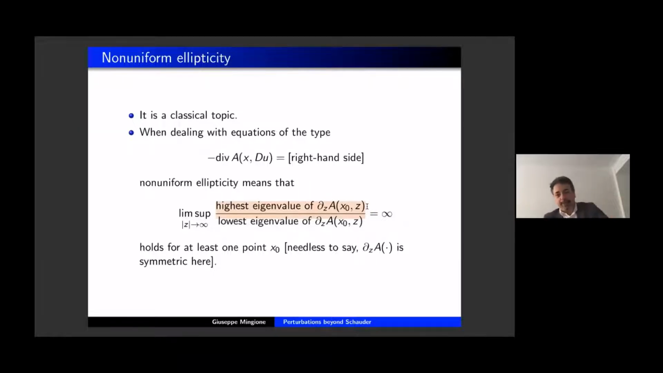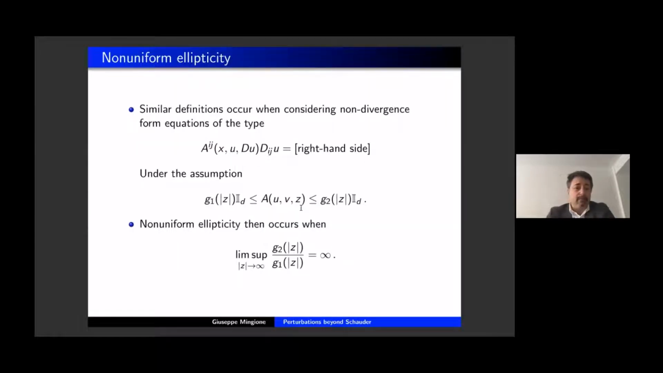The gradient tends to be unbounded, this quantity tends to be unbounded, and then the estimates deteriorate, and there's a competition between the two. Handling this competition means handling non-uniform ellipticity at its strength. Similar definitions also occur in the case of non-divergence form equations, but this you can easily imagine. I will not spend time on this because I'm not dealing with these kinds of equations.